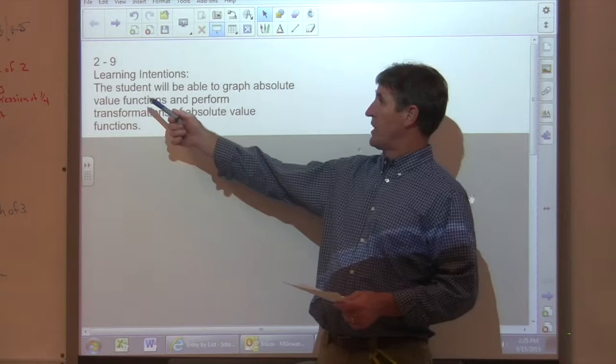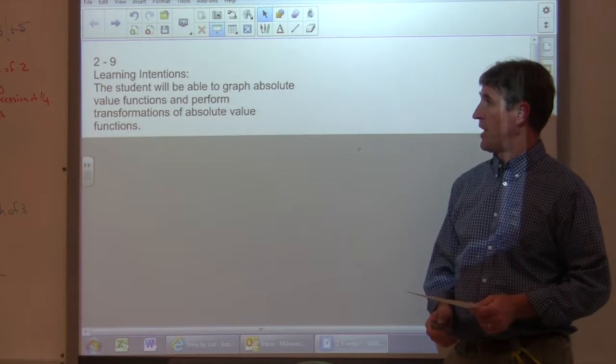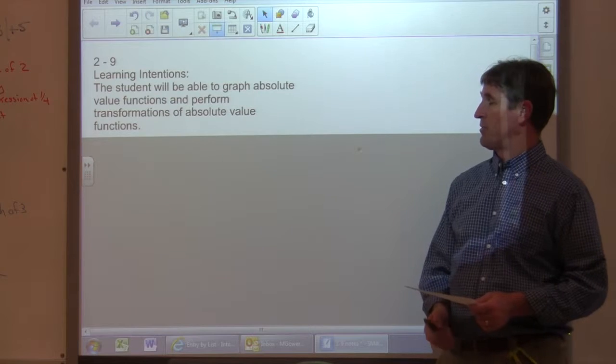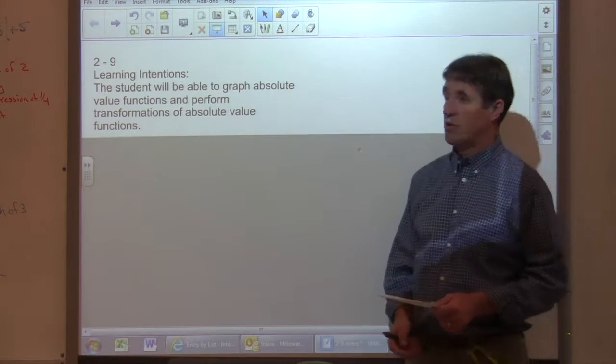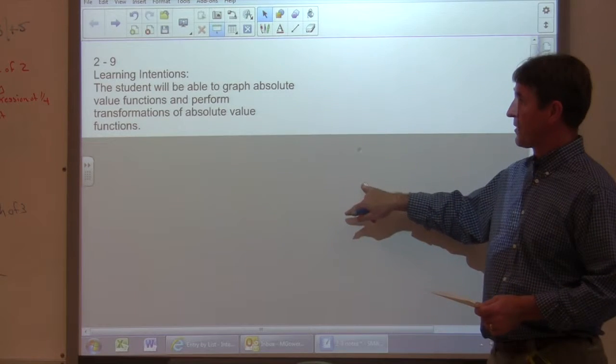Our learning intentions for today are: the student will be able to graph absolute value functions and perform transformations of absolute value functions. So those are hopefully, when we finish with the section, what you'll know how to do.